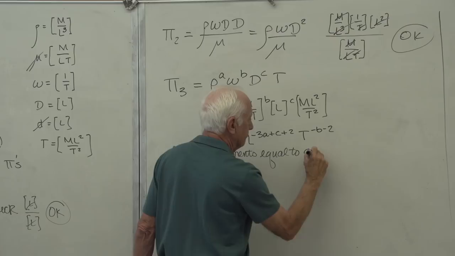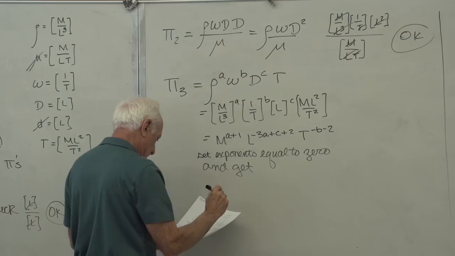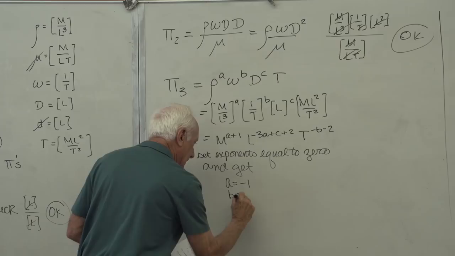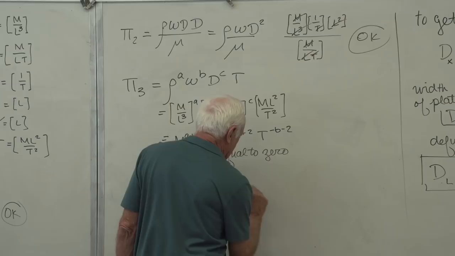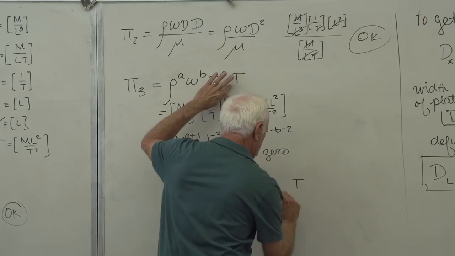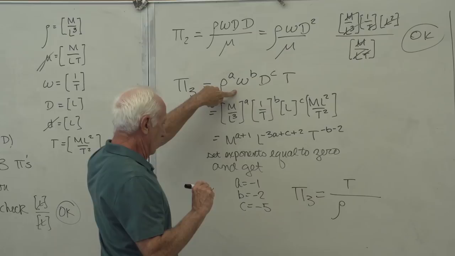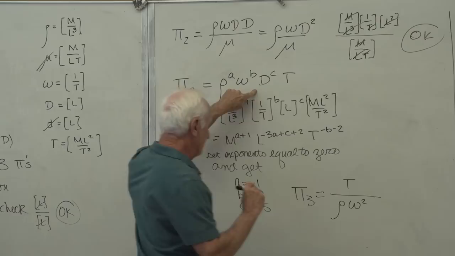And I get A equal minus 1, B equal minus 2, C equal minus 5, by solving those equations algebraically. So I get pi 3 equal torque to the first power divided by density to the A, omega squared, diameter to the fifth.